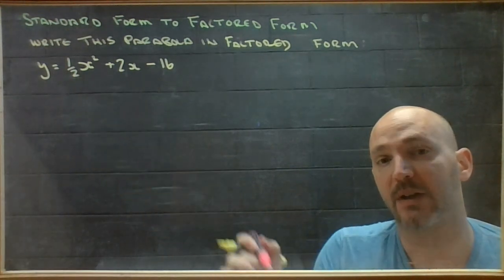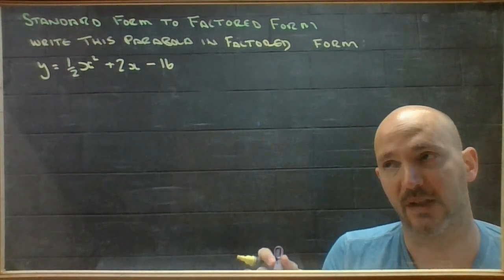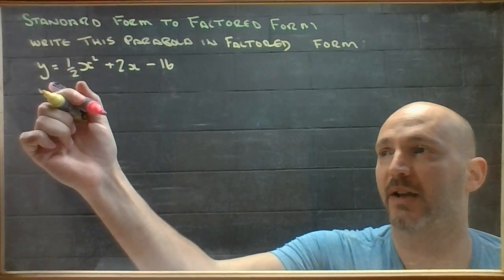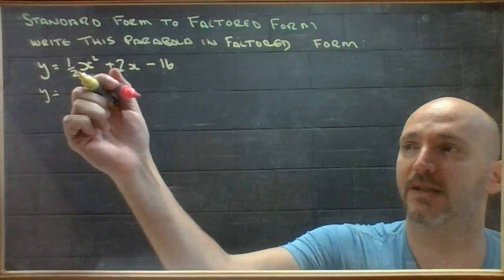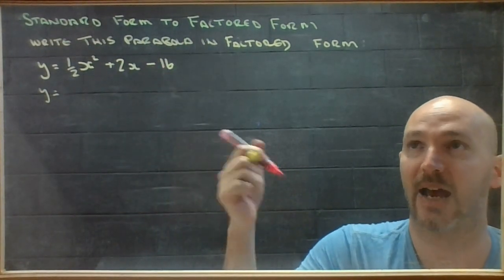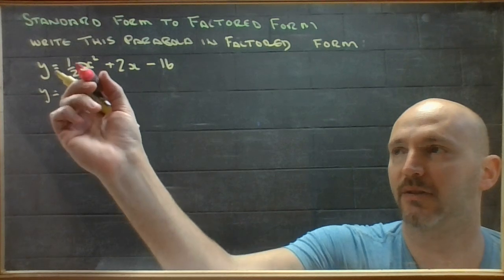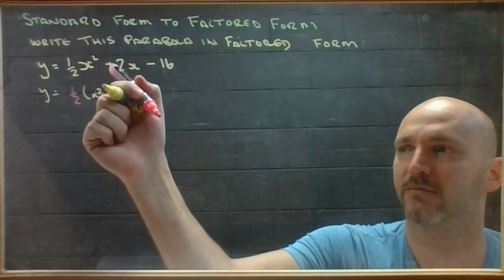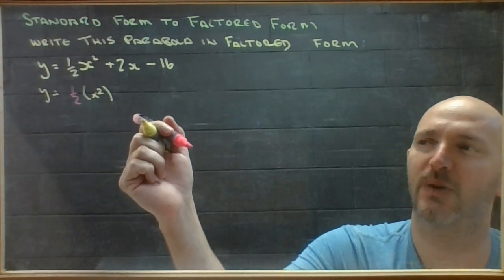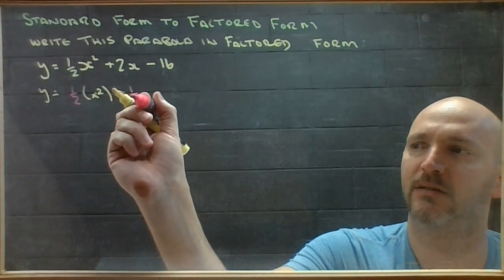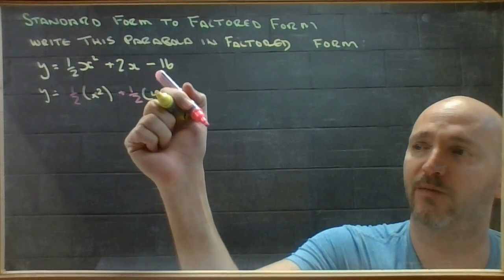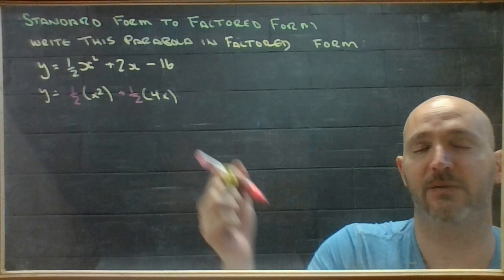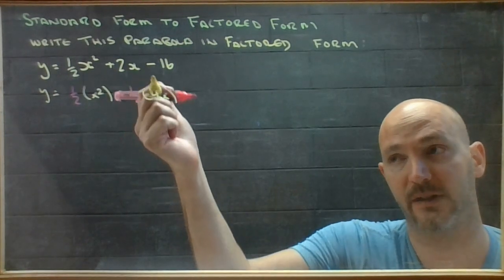I have a number out here in front. Very first thing we've got to do in this process is to pull that number out. So I need to write all of these things, all of this number, and this number as half of something. So this will be half of x squared. 2x would be half of 4x. Let me just check that. Is half of 4 2? Yes, it is. So it's all good.